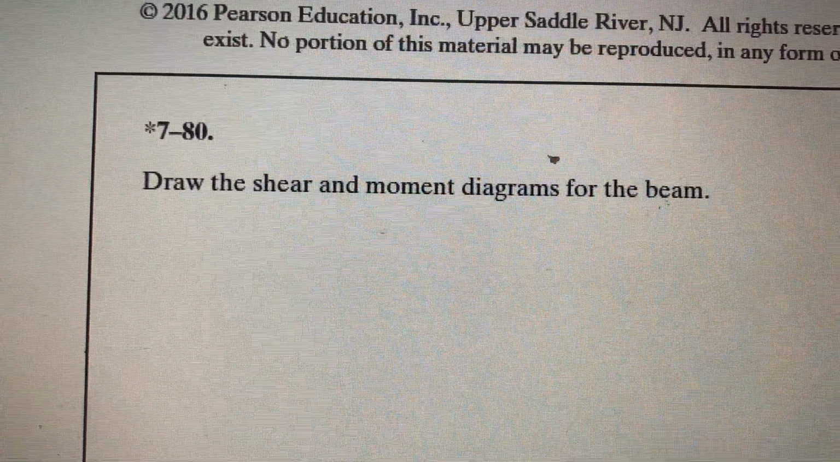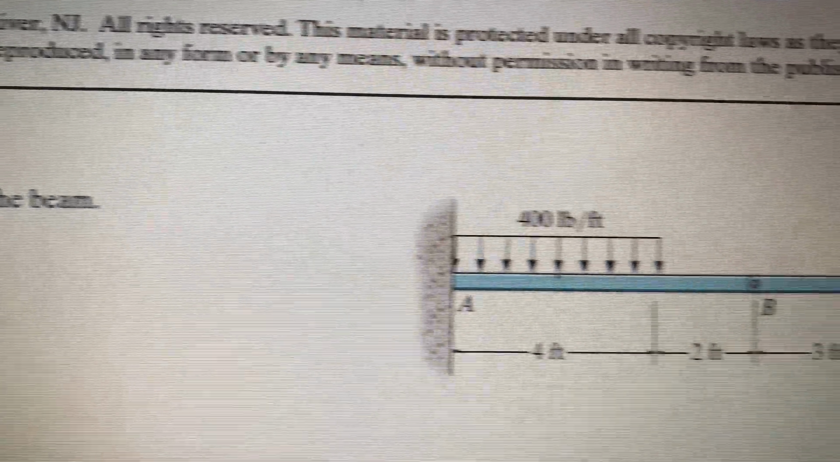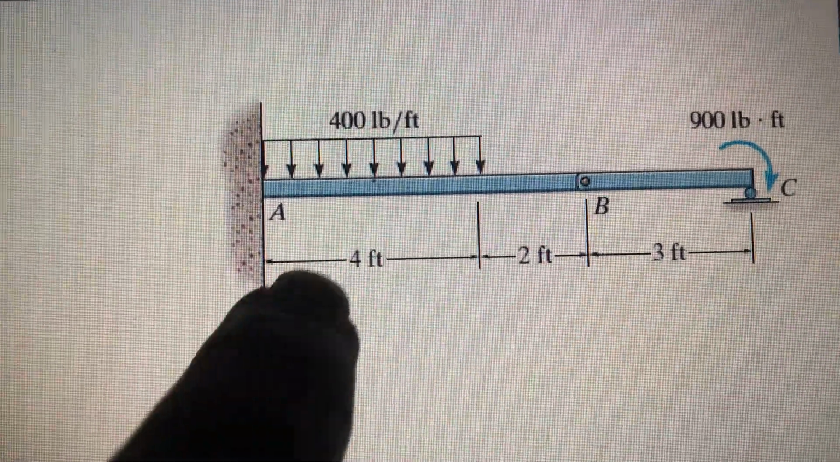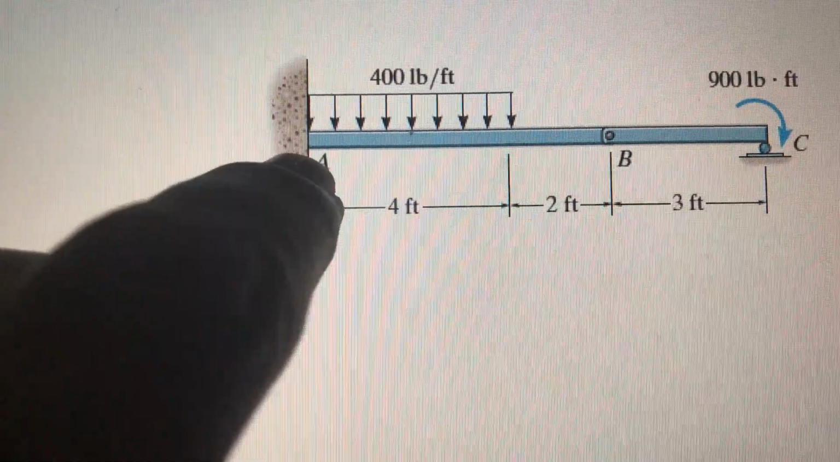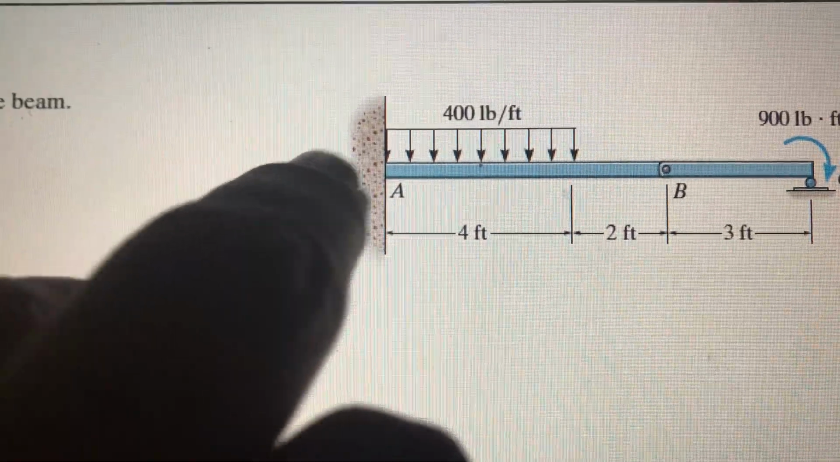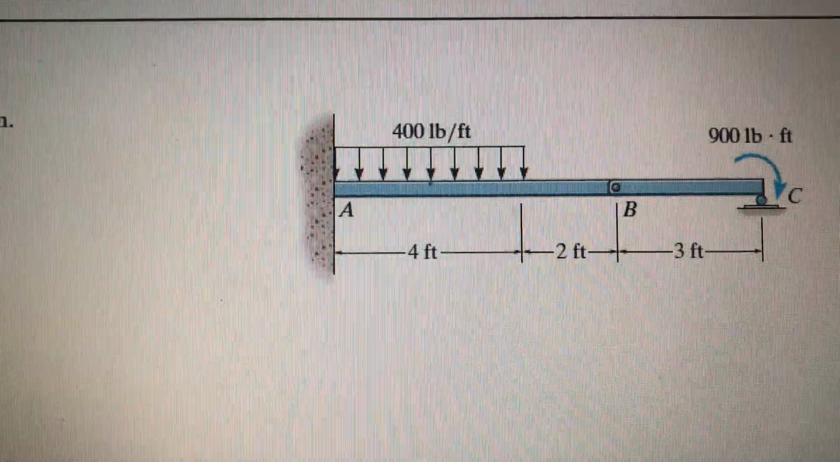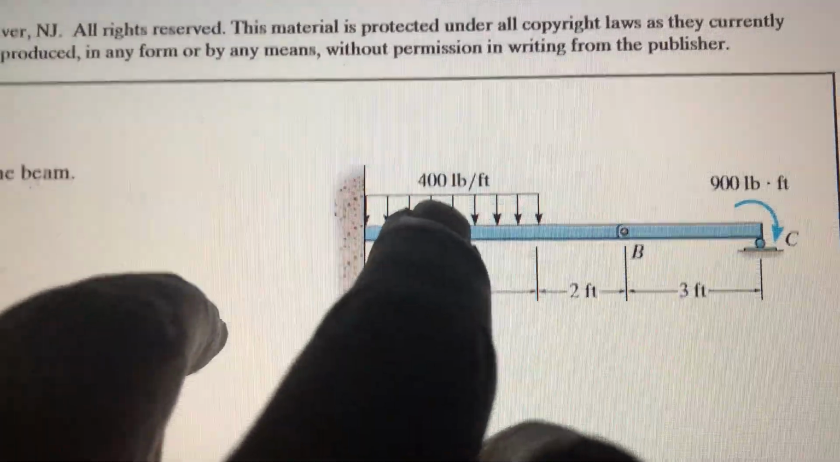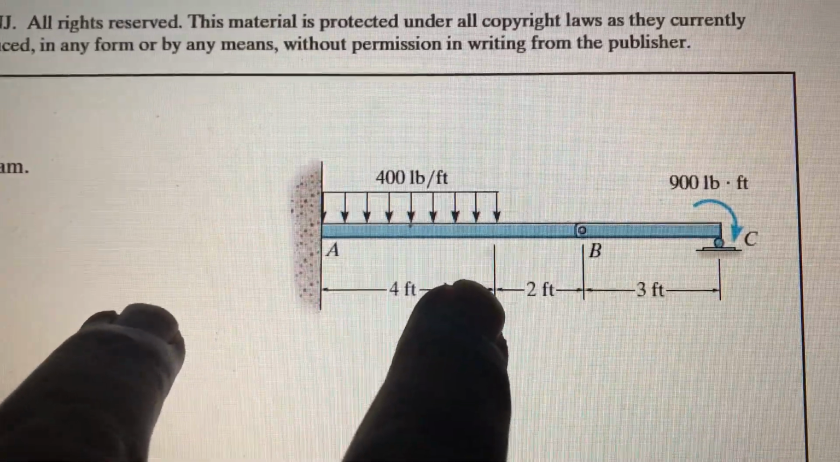780. Draw the shear and moment diagram for the beam. So this is the beam. You can see here there is a fixed wall. So the reactions at A are AY, AX, and a moment at A. And you can see that there is a uniform distributed load here, 400 pounds per foot, over 4 feet.